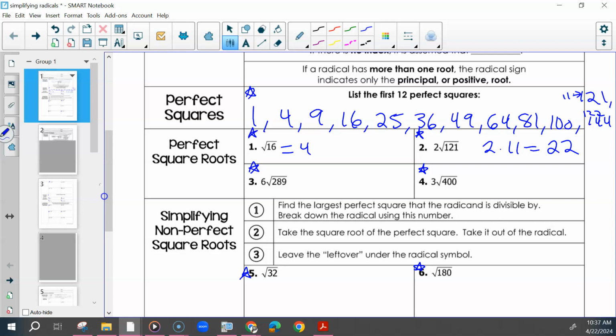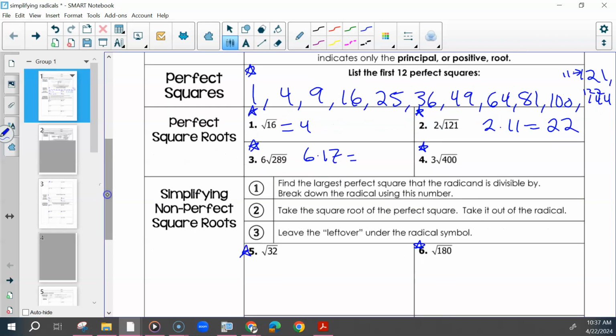And then we don't have this one up here, but in your calculator, do the square root of 289. It's one of those. Figure out which one. 17. Now multiply 6 and 17. That's right. 102. Okay. So if you get a perfect square, just simplify it using that.